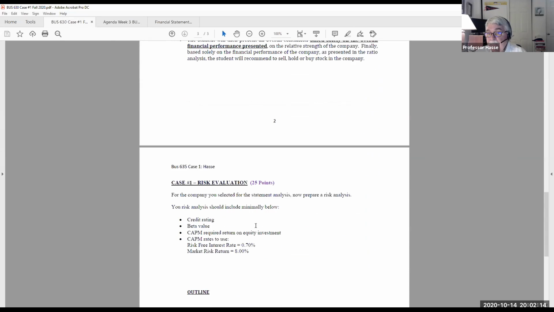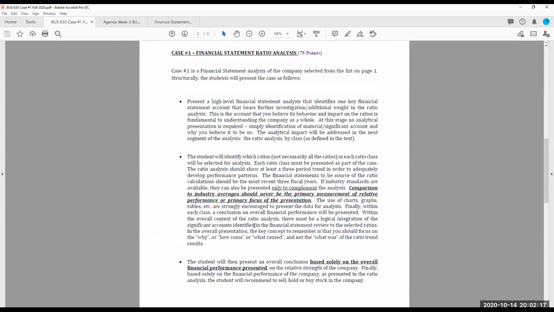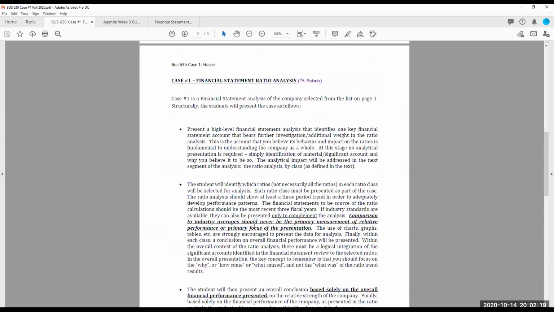Again, Professor, yeah. What's the best source to find the industry average? Dun & Bradstreet. Have I showed you guys the Dun & Bradstreet Hoover's database yet?